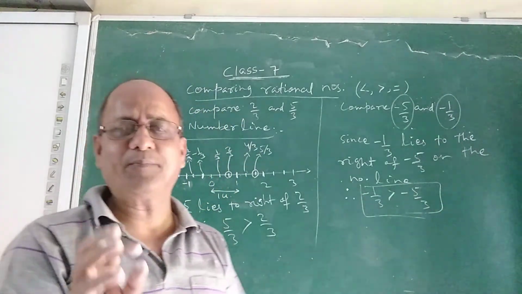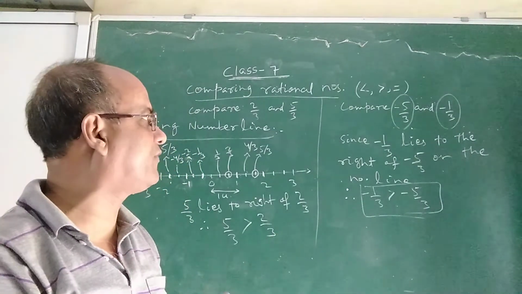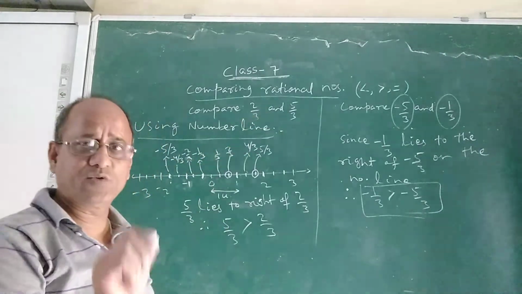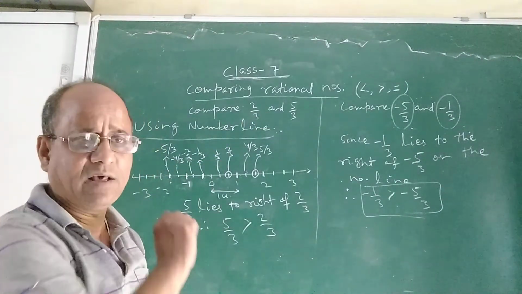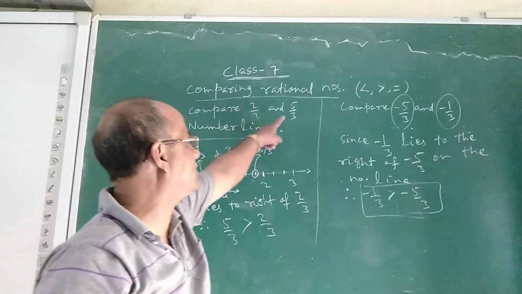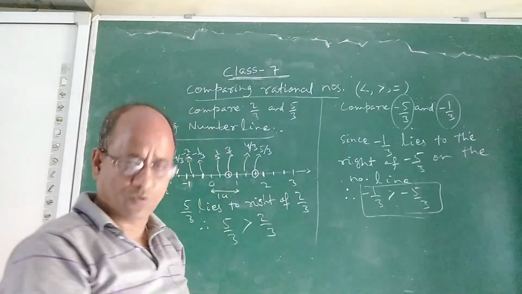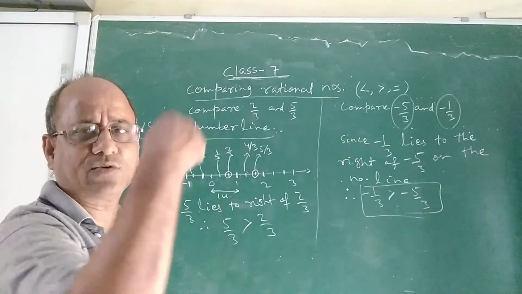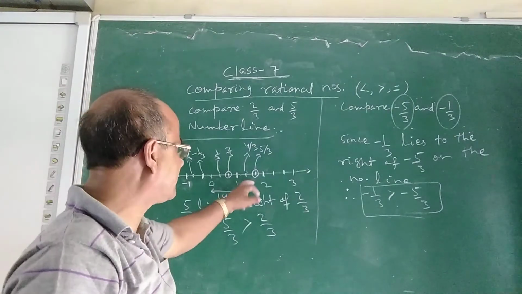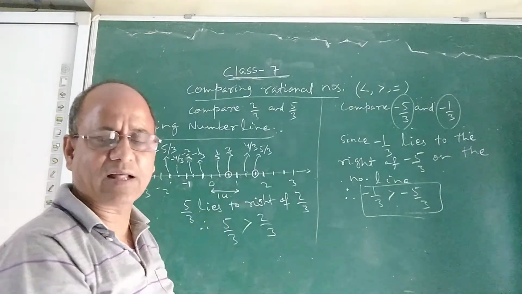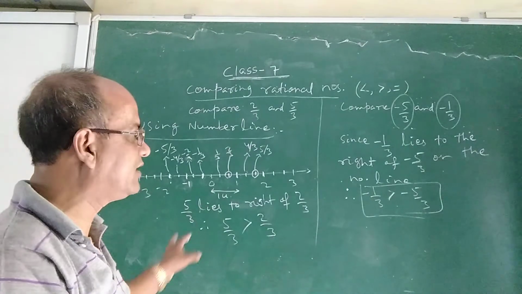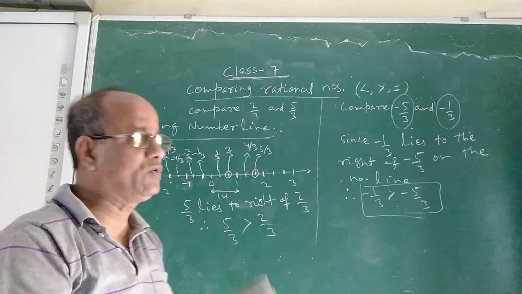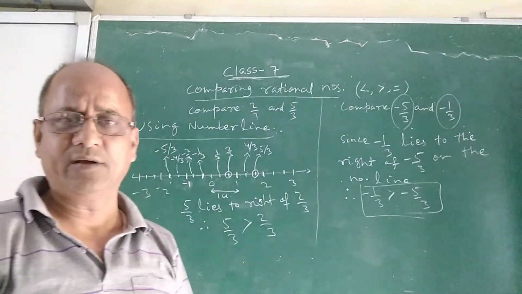So children, what is the principle, you understood or not? The principle of comparing any two rational numbers having same denominator using number line. The principle is, first you draw the number line, represent the two rational numbers which you want to compare on the number line. After representing, you find out which one lies to the right and which one lies to the left. The rational number lying to the right will be greater than the rational number lying to the left. So children, this is the first method, by using number line, to compare any two rational numbers having same denominator.